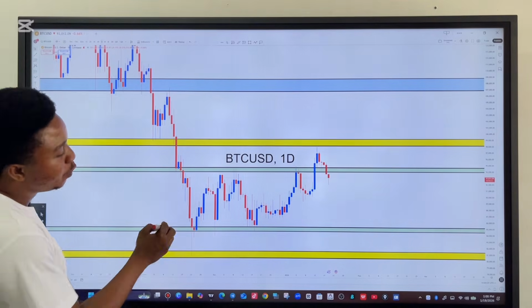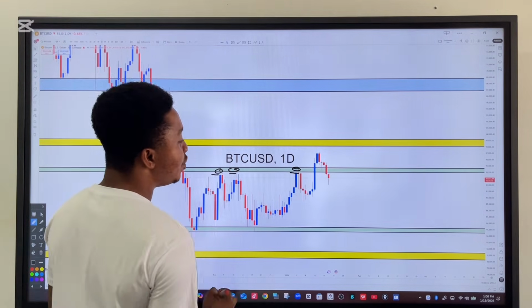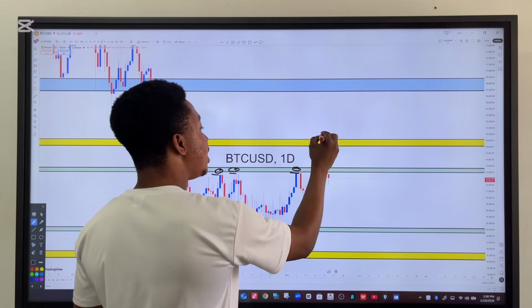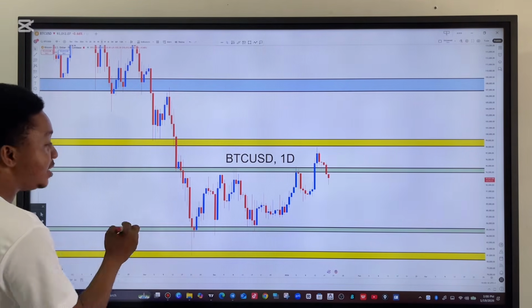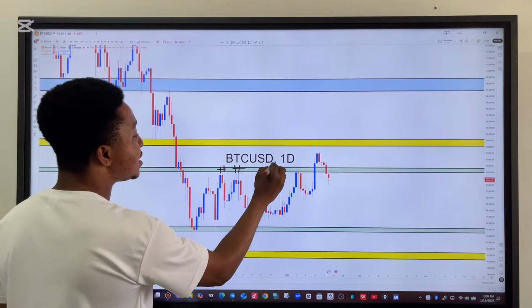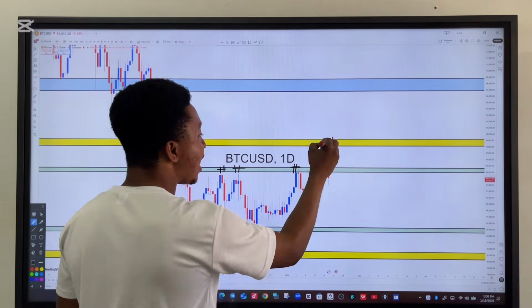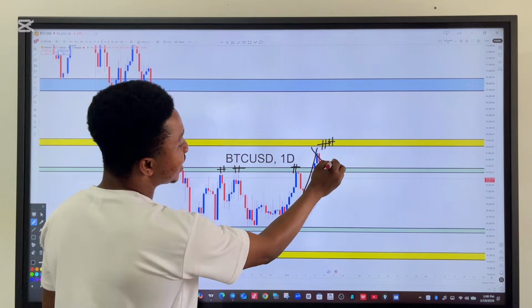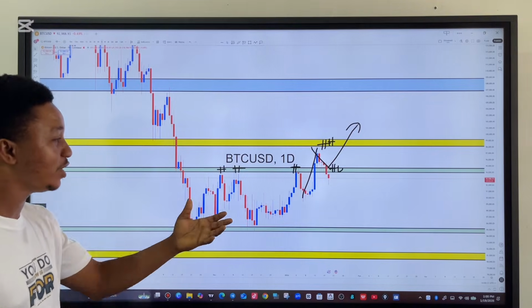On the daily, we can clearly see that buyers were able to break above this daily resistance level with a push to the upside, forming what? A higher high. Why? Because all of these areas are equal highs of the daily. So when buyers broke above, it formed a higher high. After the higher high, we expected a higher low for price to continuously go to the upside. But that wasn't the case on the daily.